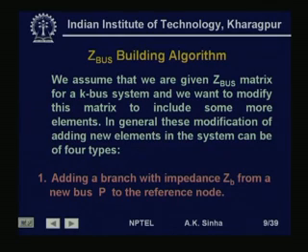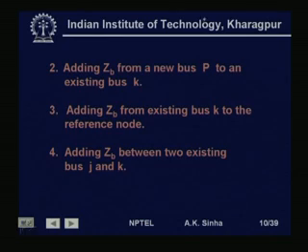In general, the modifications that we can get for adding these new elements are of 4 different types. Type 1 is adding a branch with impedance ZB from a new bus P to the reference node. That is, we are adding a new node P to the already existing n bus system that we have, and the impedance is connected from this new node to the reference node. This is the type 1 kind of modification.